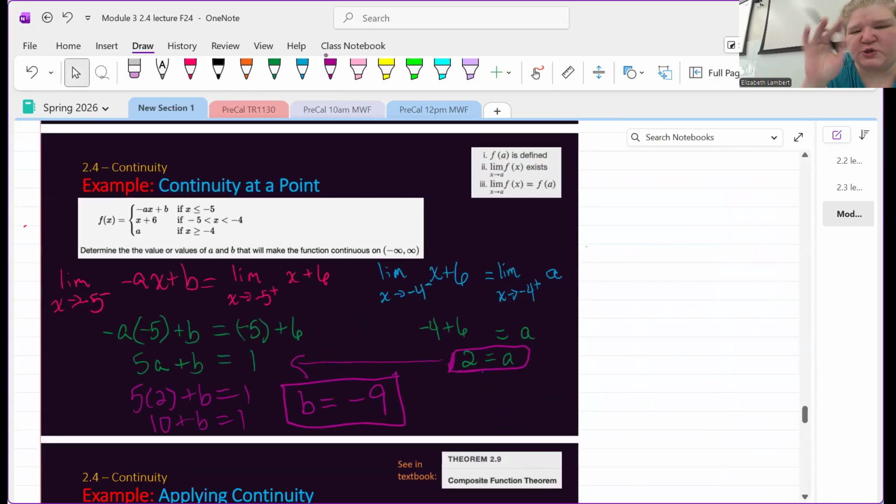So anytime we're playing with those piecewise functions for continuity, it's just setting up your left and your right limit at any of the boundary points.